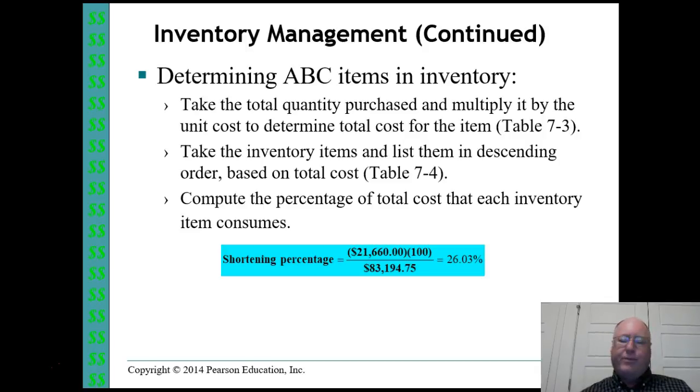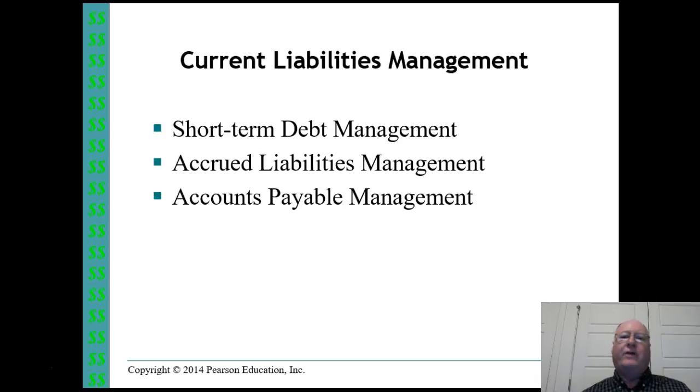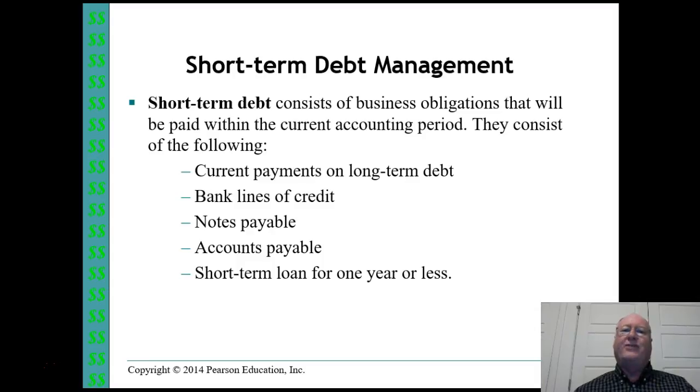Let's jump over to the current liability side and what we're talking about when we talk about managing current liabilities. There's really three categories I want to make reference to: short-term debt management, what's called accrued liabilities management, and accounts payable management. So let's start first with short-term debt management. Short-term debt consists of all those obligations that are going to be paid within the current accounting period, usually referring to the next 12 months.